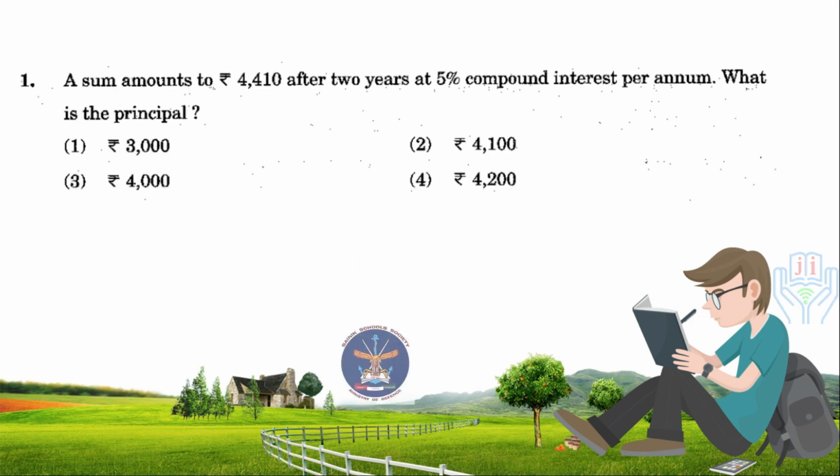First question. A sum amounts to 4,410 rupees after 2 years at 5% compound interest per annum. What is the principal? Answer 3. 4,000. Students, if you know the answers, please put the comments below. Pause the video and put the comments.